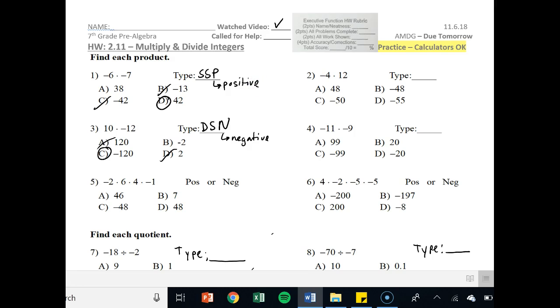All right, for number 5, I've got -2 times 6 times 4 times -1. So first of all, I have an even amount of negatives. I got 2 of them. So if I have an even amount, my answer is going to be positive. If I have an odd amount, my answer is going to be negative. So 2 times 6 times 4 times 1. Just ignore the signs for right now. That's 12 times 4 times 1. That's 48 times 1. And that's 48. So D is our answer. We already said so because we have 2 negatives, therefore it's going to be positive. Again, odd amount of numbers, your answer would be negative.